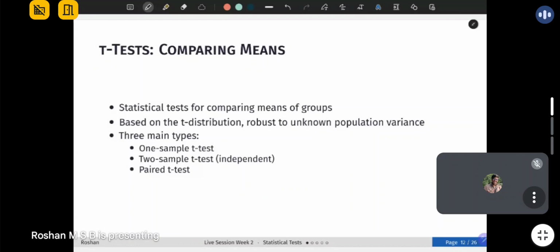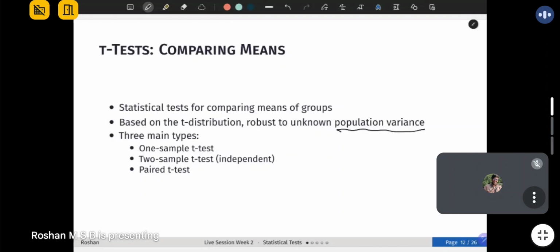And moving on to statistical tests. Here we'll only be dealing with comparing means of two groups or a single group. The t-test is based on the t-distribution since we don't know the population variance. And there are three main types. One is the one sample t-test, the second is the two sample t-test, and the final one is the paired t-test. Can anyone explain what's the difference between these three?